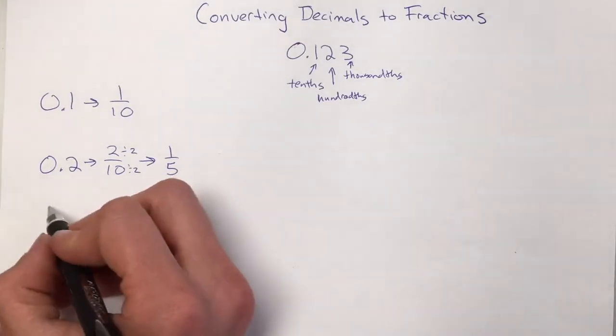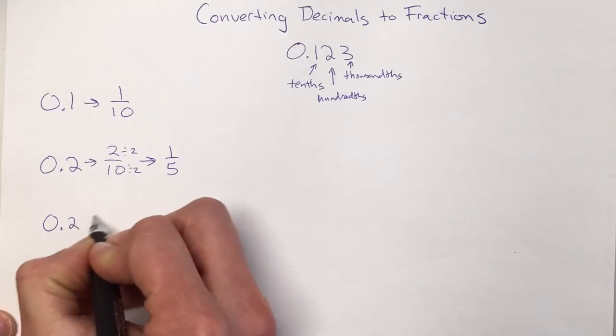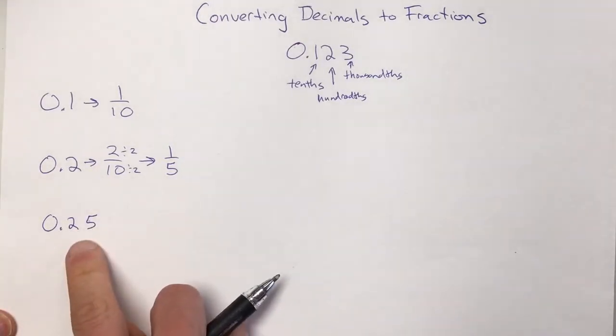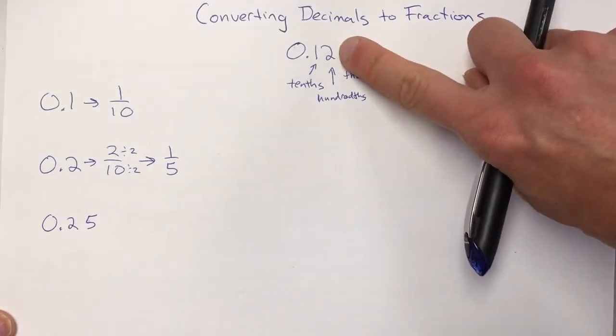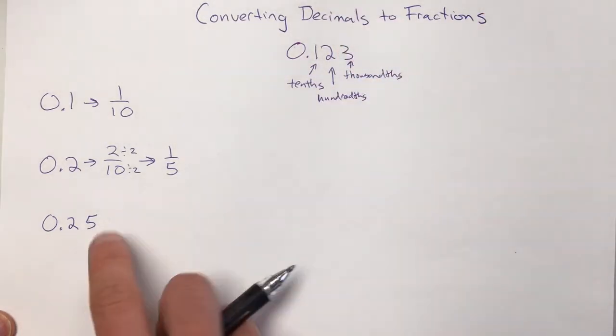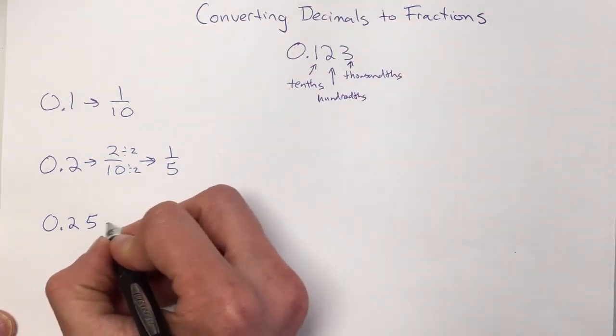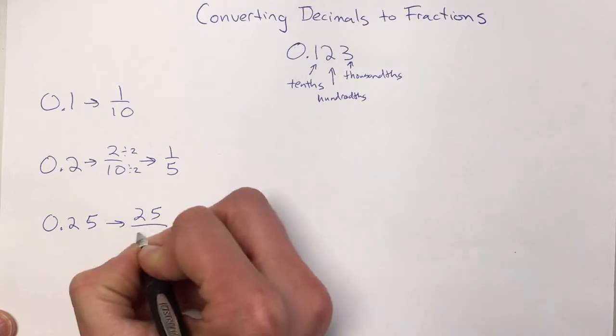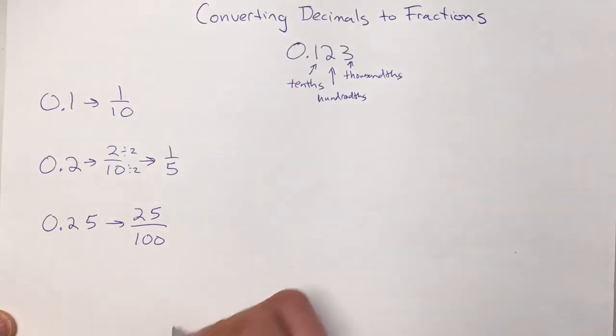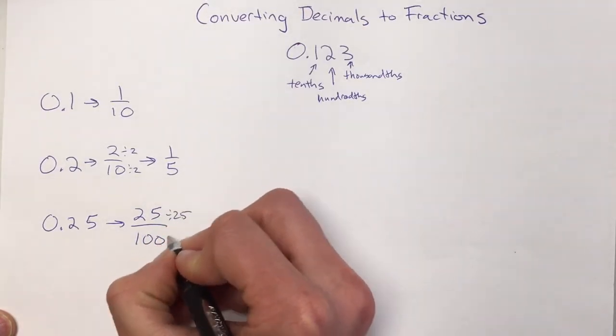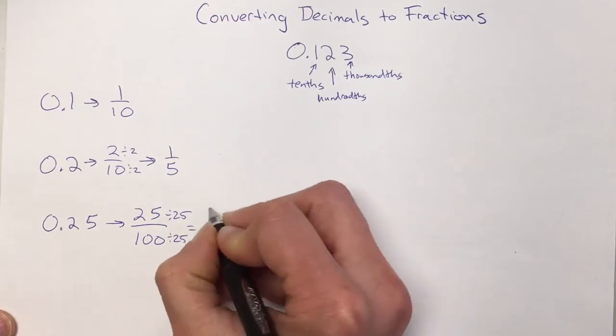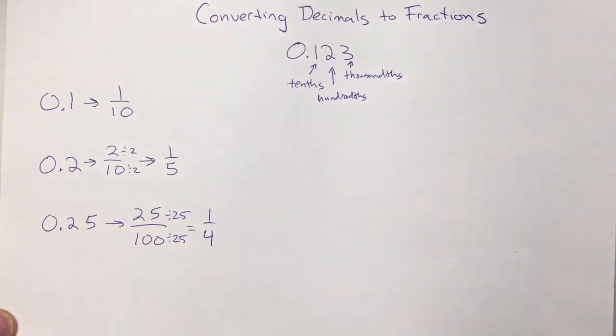If you had something like 0.25, you're going to read it. Now it's 2 digits, so remember 2 digits means you're talking hundredths. So this would mean 25 hundredths. So then I would simply write 25 over 100. I would always want to simplify my work, divide those both by 25. And that gives us 1/4.